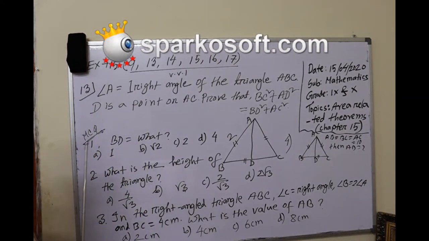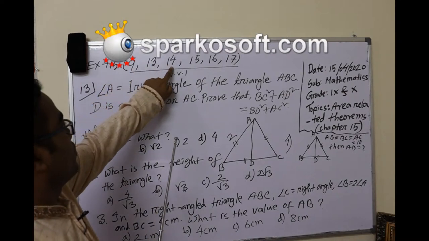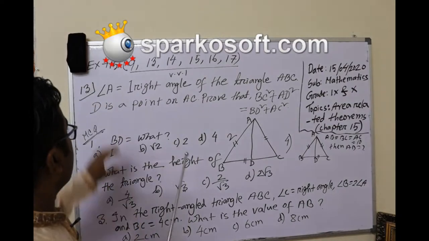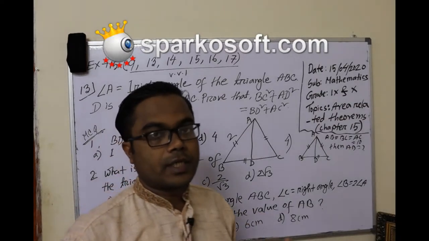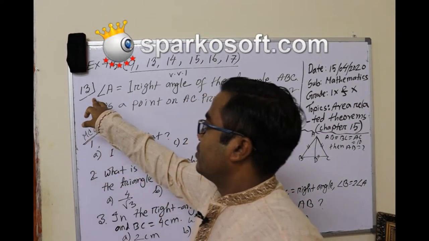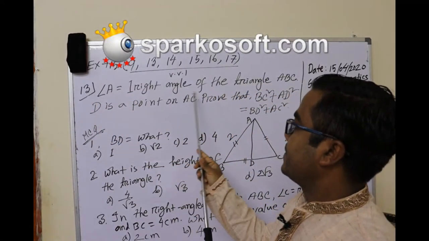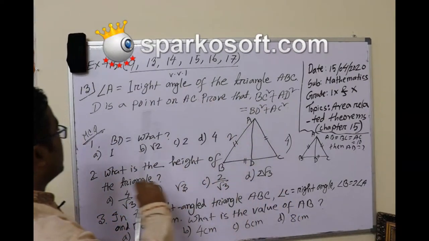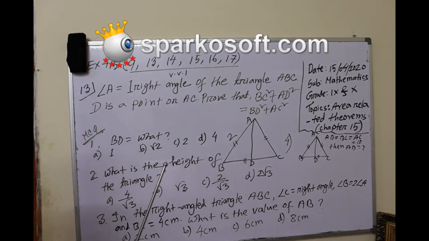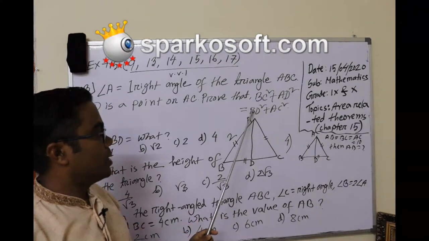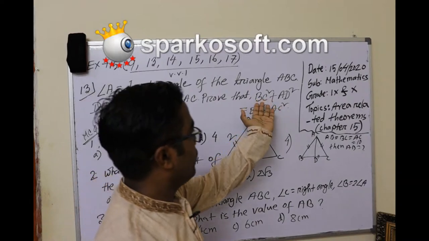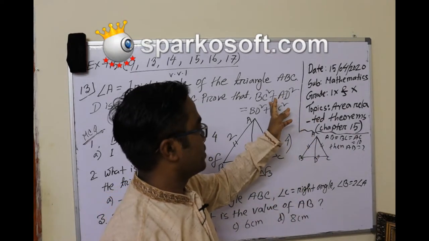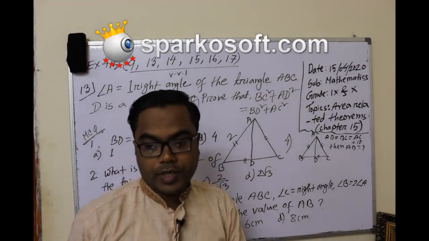This one is exercise 15, theorems 13, 14, 15, 16, and 17. These theorems are very, very important. You can mark this one. Number 13 came in Dhaka Board 2017. Let's see the question. Angle A equals one right angle of triangle ABC. Angle A means 90 degrees. D is a point on AC. Prove that BC square plus AD square equals BD square plus AC square. If you want to solve this, with the help of two triangles you will easily be able to solve this theorem. Am I clear to you?